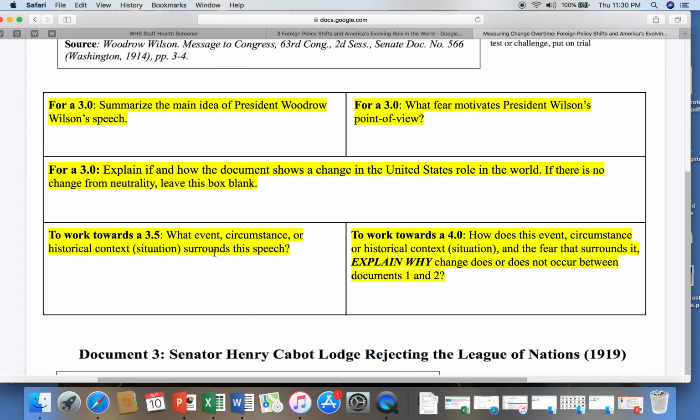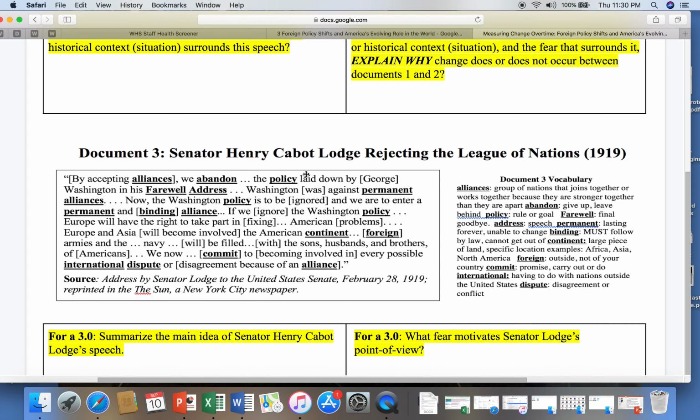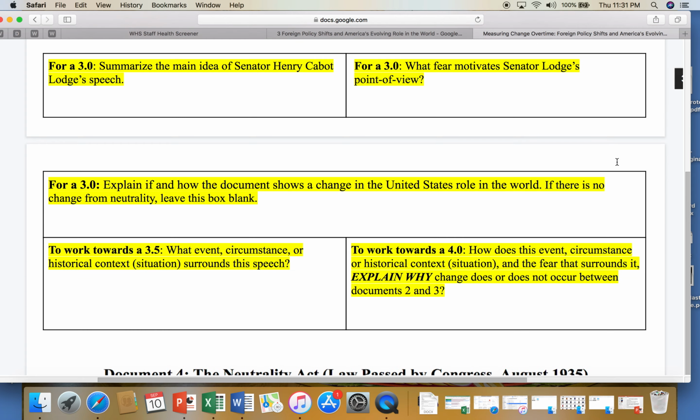And just like before for the 3-5, what event, circumstance, or historical context or situation was going on when this speech was given. And then last but not least, explain why this change does or does not occur. You're going to do the exact same thing for a speech by Senator Henry Cabot Lodge when he rejects the League of Nations in 1919. You can see the chart is identical.